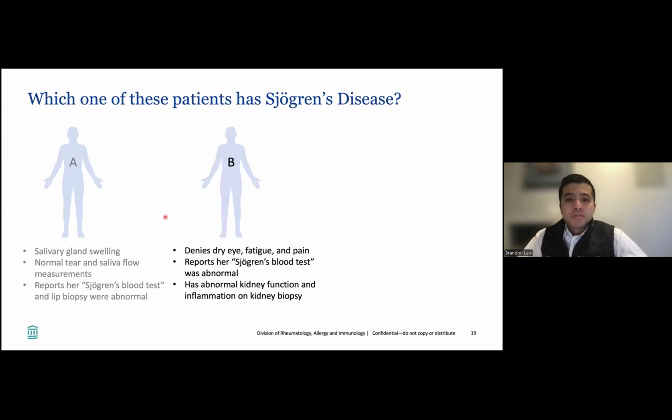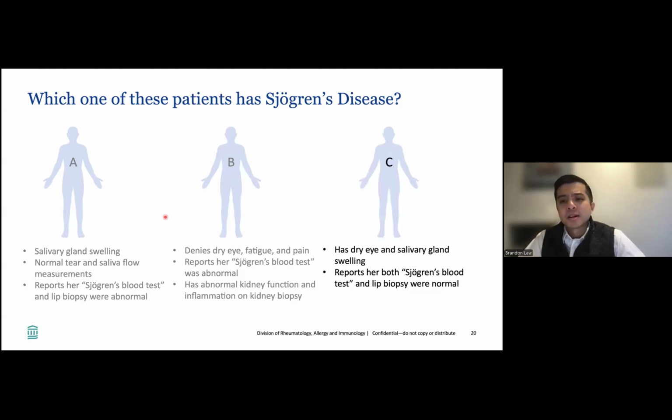What about patient B here, who denies actually having dryness, pain, and fatigue, what we would be considered common symptoms, but does report that her Sjögren's blood test was abnormal? So what does that mean? Upon further review, she had abnormal kidney function and a lot of inflammation on a kidney biopsy. So what does that mean?